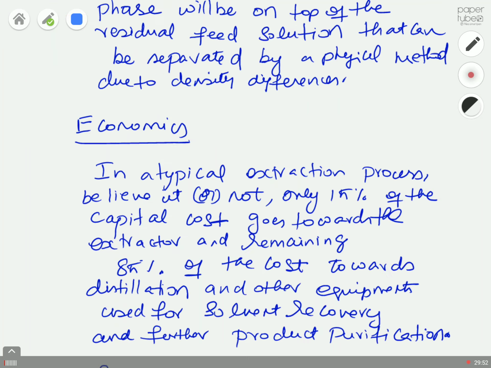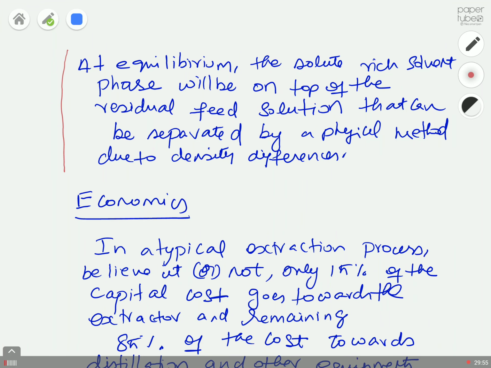This one I already stated a few times. At equilibrium, the solute-rich solvent phase will be on top of your residual feed solution, which allows you to physically separate these two liquid mixtures. The second liquid is on top of the first liquid, and that happens normally due to a density difference. Everybody knows this principle.